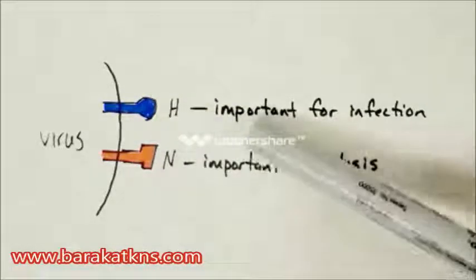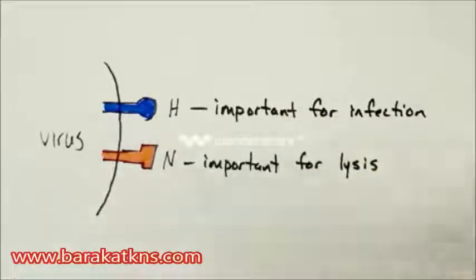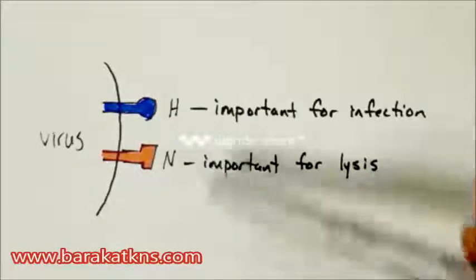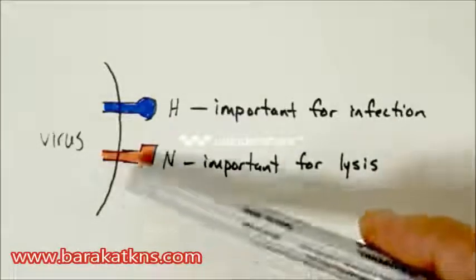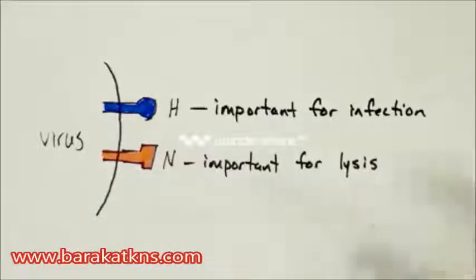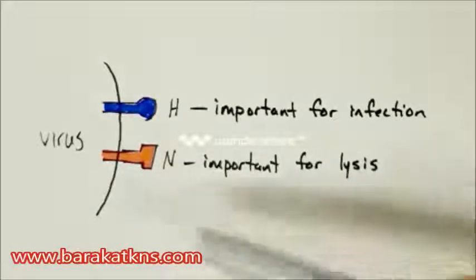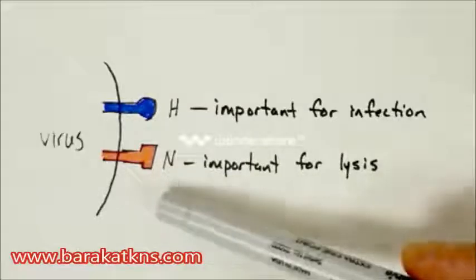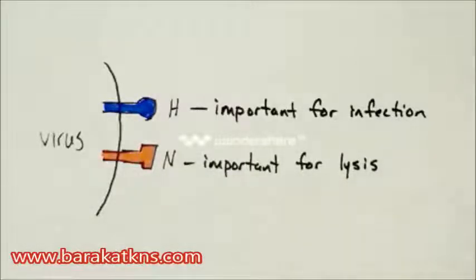And the H protein is important for infection. So how well this protein works at recognizing a host will determine how well it can infect that host. Likewise, the N protein is important for the lysis, or the breaking open of the cell. So how well this protein works can determine ultimately how well this virus can be spread. So how a simple cough may release thousands and millions of viral particles.